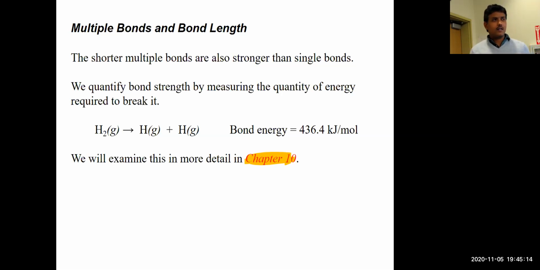What bond energy is, again, you don't need to know any of this now. I'm just giving you a heads up on what to expect in the future, because everything is related in chemistry. Bond energy is the energy required to break the bond. If you have a single bond, it is easier to break compared to a double bond or triple bond. So as the number of bonds increases, bond energy also increases, which we are going to discuss again in chapter 10. That's all for this topic.